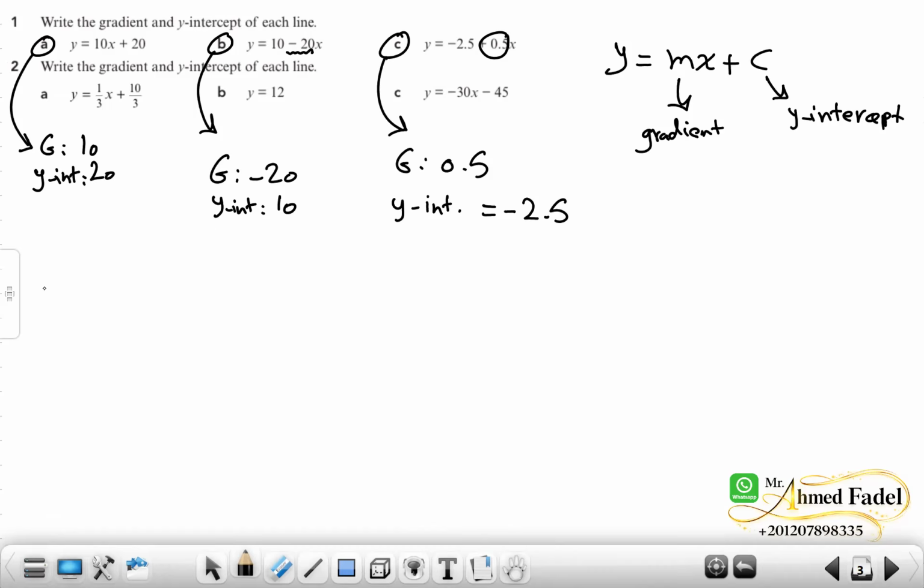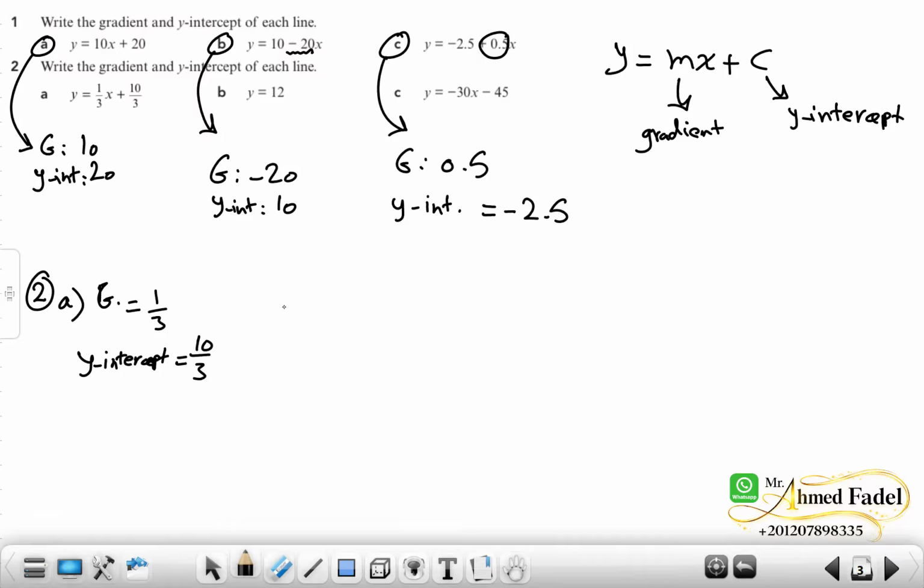But what about question two? Let's do now question two. Question 2a. Here I have the gradient is 1/3, right? So the gradient is what? You're going to find here that the gradient is just 1/3. Let me write letter G, referring to the gradient, is 1/3. And the y-intercept is what? The other number, 10/3. So this is the y-intercept.